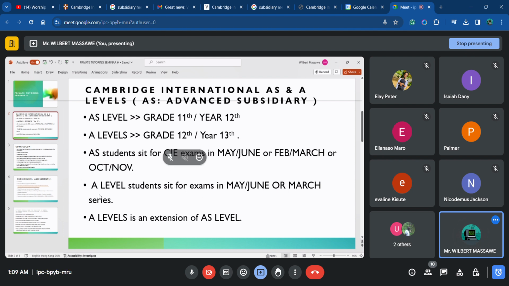And for A-level students, they sit for exams in May, June, or March series. As a matter of fact, an A-level or A2 level student is at the final level of high school before they go to university. So they may not have an option of repeating or retaking their exams. So it's only May, June, or March series that they have.